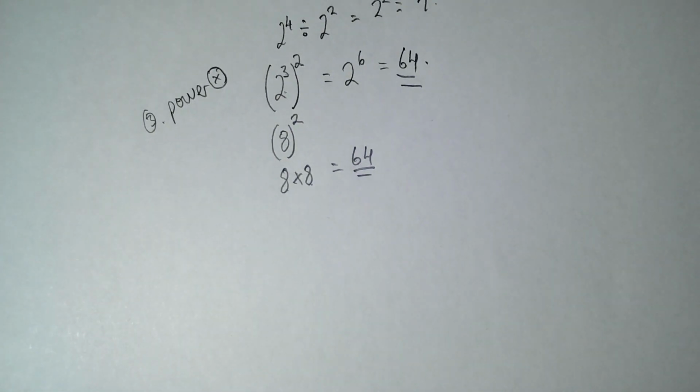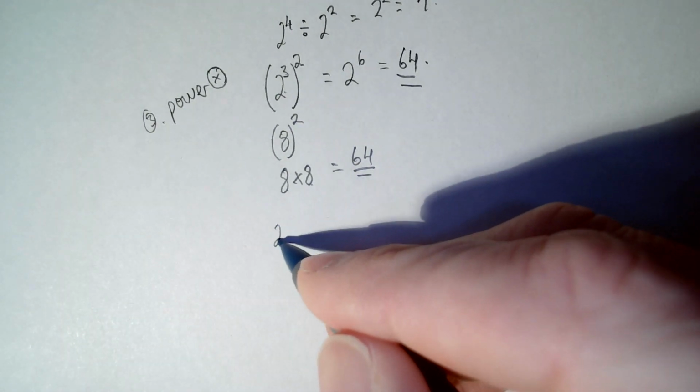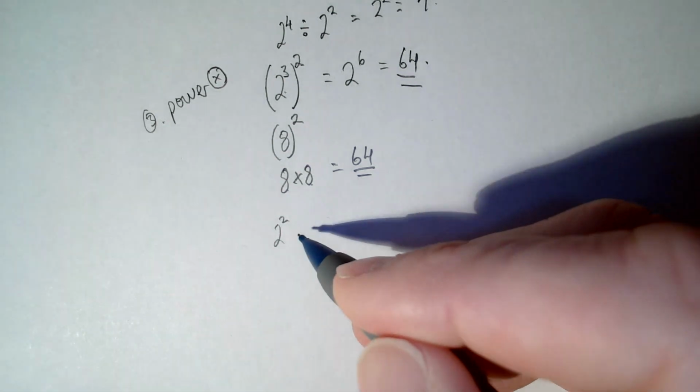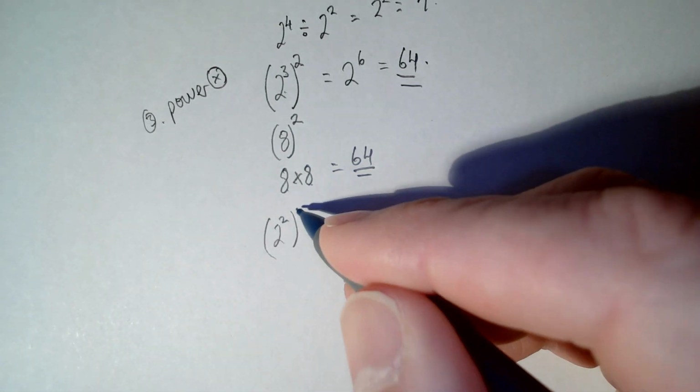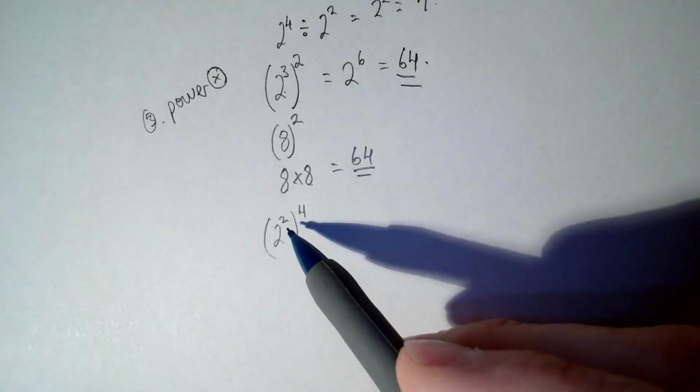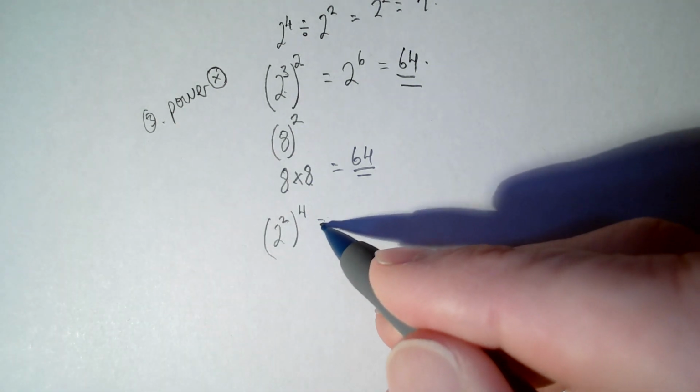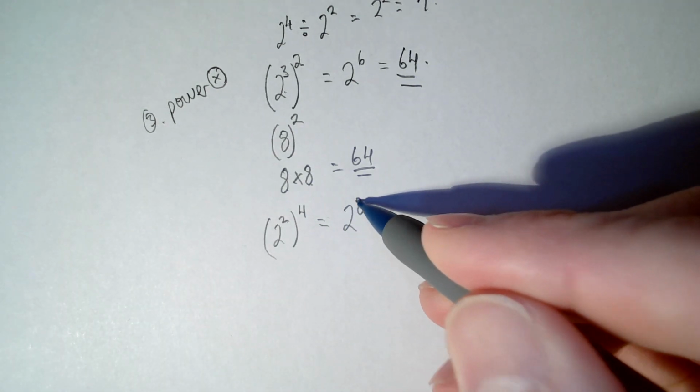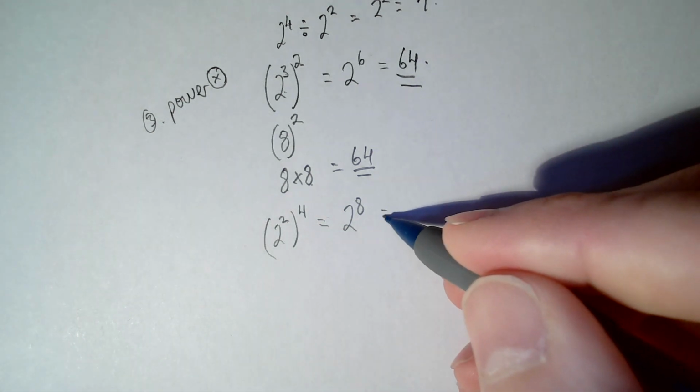Let's look at another example. Let's say 2 squared, or 2 to the power of 2, all raised to the power of 4. So we're going to multiply the indices. So 2 4s are 8, so our answer would be 2 to the power of 8.